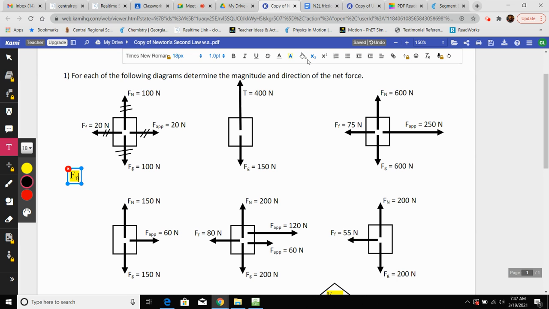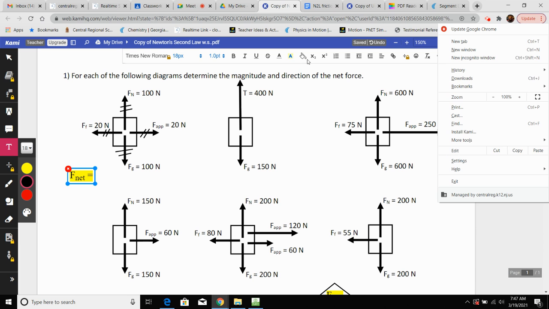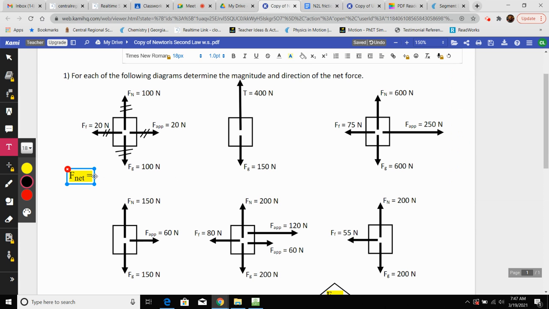F sub net is going to equal what? Anyone? Good, 0. Everybody bounces.